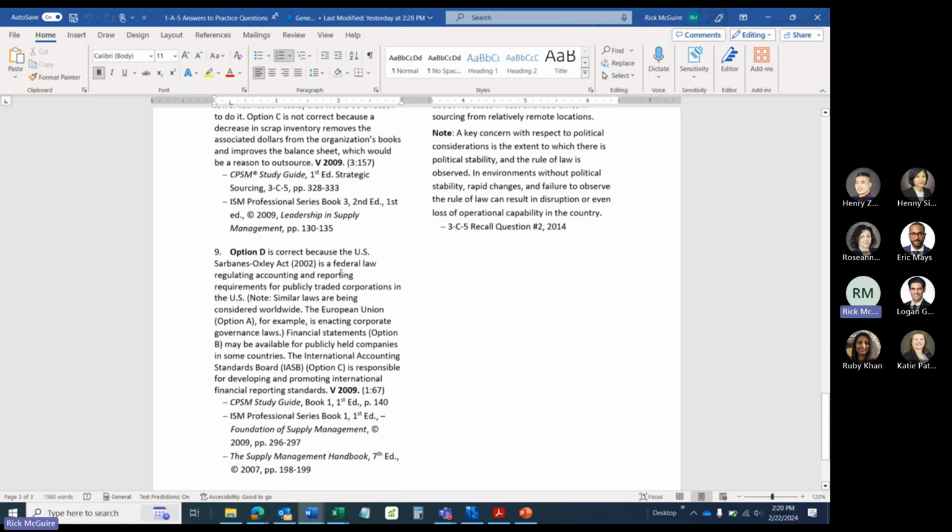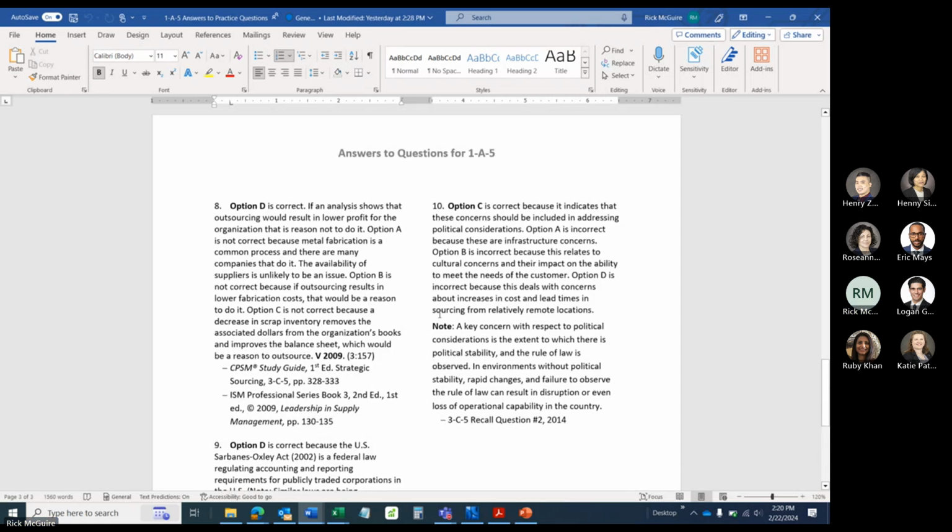9 is also Delta. U.S. Sarbanes-Oxley Act is a federal law relating to accounting. This is kind of a dumb question because it's like, well, if the U.S. SOX law isn't applicable, then why would the EU law be? Well, we could be getting it from EU suppliers. Well, yeah, the Sarbanes-Oxley law could also apply to disclosure about those EU suppliers. So, you know. And then 10 is Charlie. Indicates that these concerns should be included in addressing political considerations.